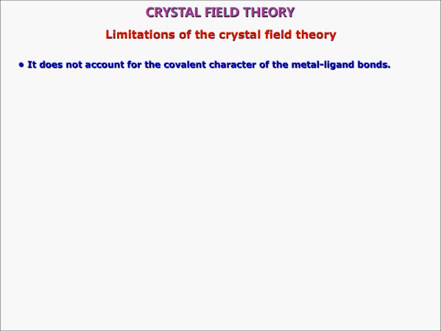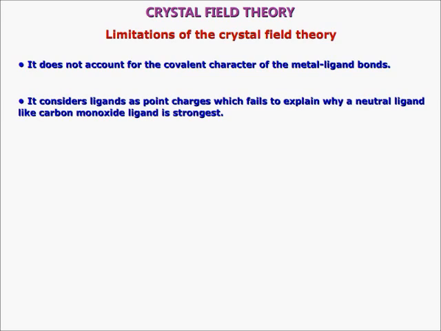Limitations of the crystal field theory. It does not account for the covalent character of the metal-ligand bonds. It considers ligands as point charges, which fails to explain why a neutral ligand like carbon monoxide is the strongest. So a new theory called the ligand field theory, based on molecular orbital theory, was introduced.